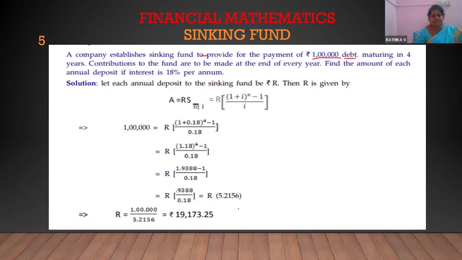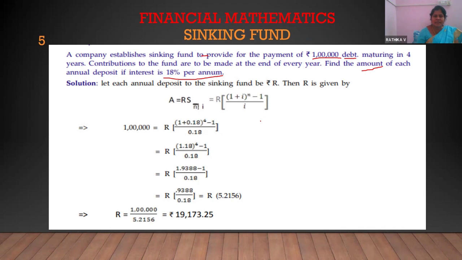A company establishes a sinking fund to provide for the payment of a rupees 1 lakh debt maturing in 10 years, and contributions to the fund are to be made at the end of every year. Find the amount of each annual deposit if interest is 18% per annum. So we want to find the amount for each period, how much amount to deposit. You can establish a sinking fund for your son's studies, or for buying some machine, anything. In this particular case, we are establishing the sinking fund of 1 lakh rupees.